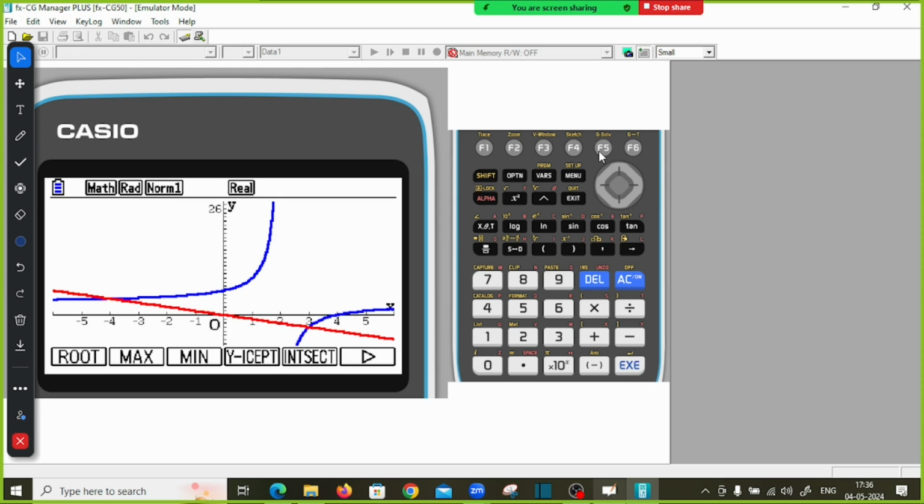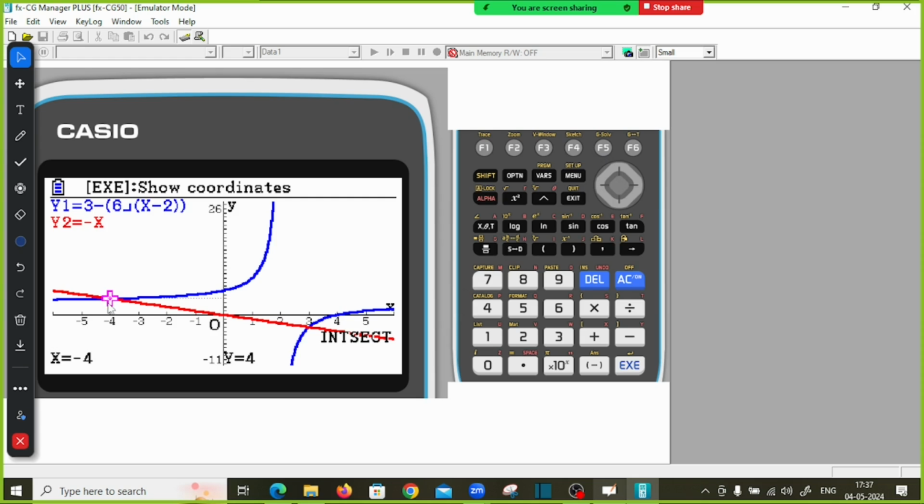So go to G-Solve, that is the F5, and find its intersection, that is again F5. So for x equals minus 4, y equals 4. This is the first intersection point, and the next intersection point will be here, for x equals 3, y equals minus 3. So we have completed this question.